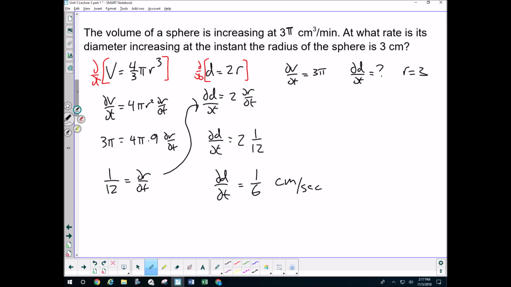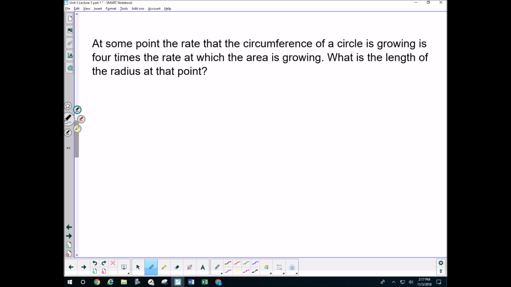Next one, same type of question. Multiple things are going on. Again, I am not going to give you a formula, so this is why this is a little bit more difficult. We are told at some point the rate that the circumference of a circle is growing is 4 times the rate at which the area is growing. What is the length of the radius at that point? Not many numbers given to us here.